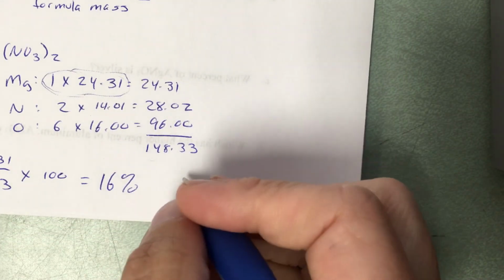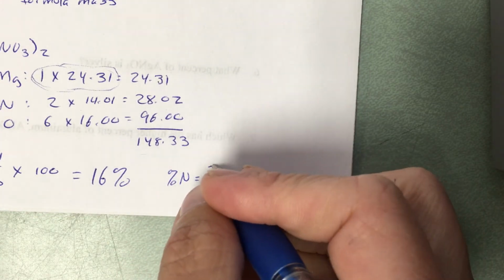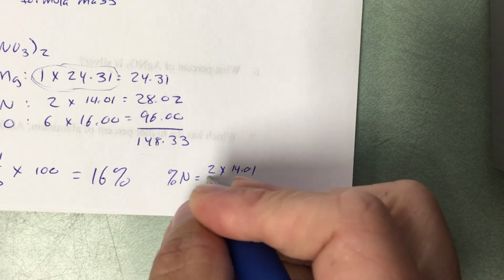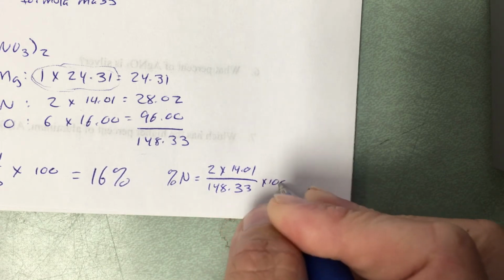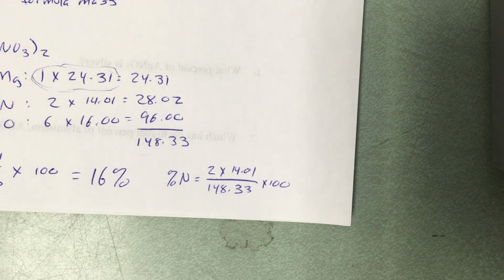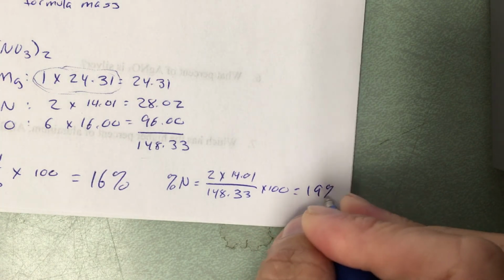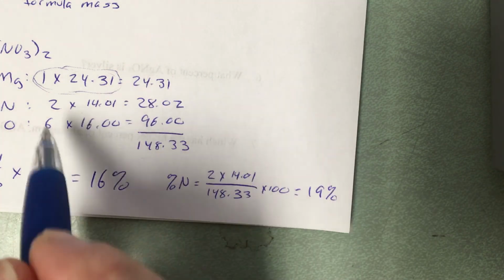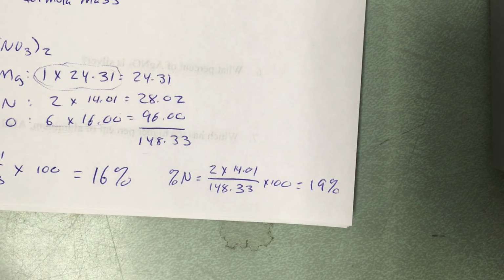If I wanted to do the percent nitrogen, again, it's nitrogen's part, which is 2 times 14.01 over the whole, 148.33 times 100, or 28.02 divided by 148.33 times 100. Rounded to a whole number percent, that would be 19%. You would do oxygen the same way. It'd be 6 times 16, or 96, divided by 148.33 times 100.